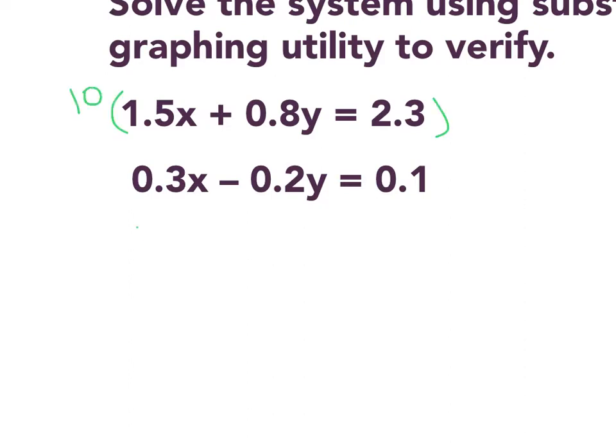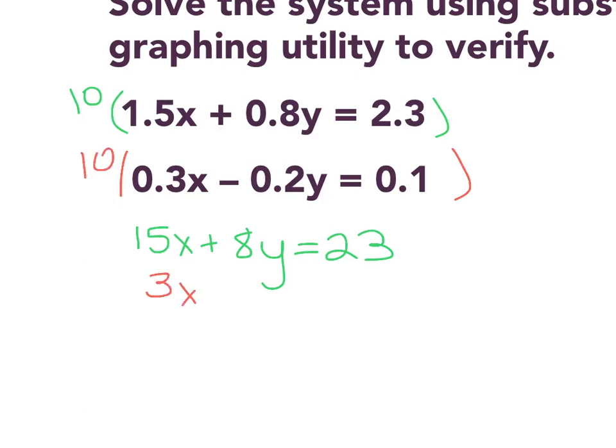So this becomes 15x plus 8y equals 23. And this one, there's only one digit behind the decimal place, so I did the same thing, multiply by 10. You don't have to do this, but if you want to get rid of the decimals, it's easy to do so.